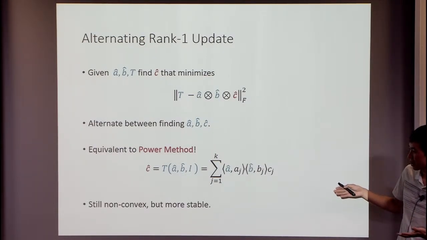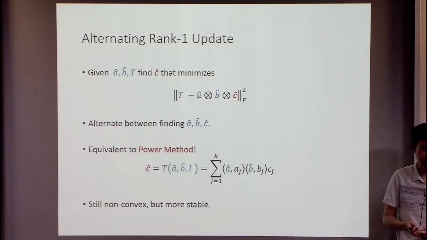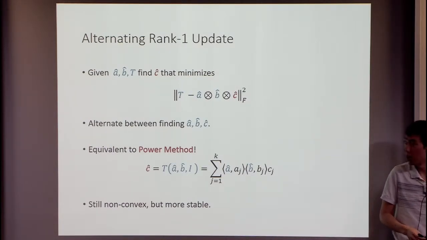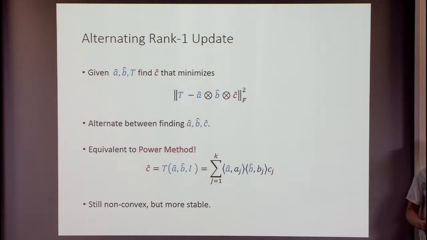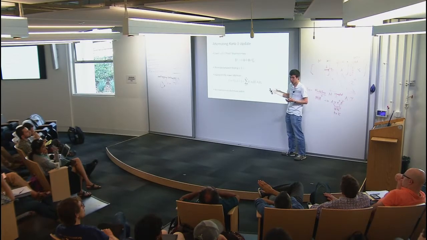So although this function is still not convex, at least we don't need to solve the ill-conditioned least squares problem. So it's often more stable than the alternating least squares, and we can hope to analyze this updating rule. When you're saying this is equivalent, is this under the orthogonality assumption? No, this is under no assumption.